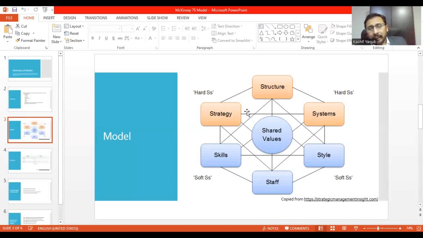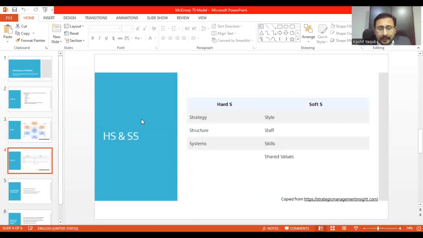Look, all these seven factors are interconnected with each other. All are interconnected with each other. So their interconnectivity is important. As we discussed earlier, if one area requires change, in the rest of the firm, other areas will also require change. So they are interconnected with each other. The shape of the model emphasizes the interconnectedness of the elements actually, right? So hard S and soft S include these three and these four components.